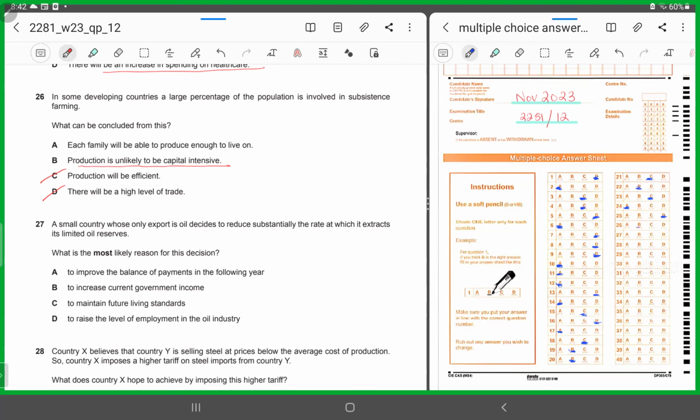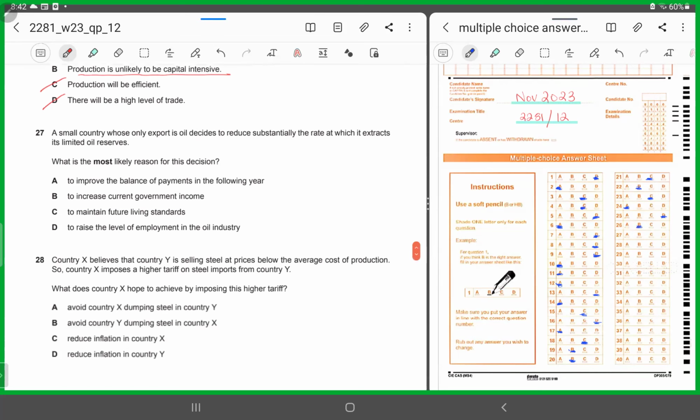Understood? 27. A small country whose only export is oil decides to reduce substantially the rate at which it extracts its limited oil reserves. What is the most likely reason for this decision? Now, why do you think a country that is small has decided to reduce the rate at which it was extracting oil? To improve the balance of payments in the following year, to increase current government income, to maintain future living standards, to raise the level of employment in the oil industry.